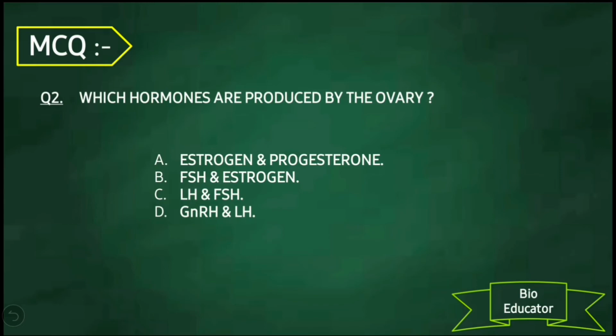Question number 2. Which hormones are produced by the ovary? We know that after the stimulation produced by the FSH and LH, the ovary produces estrogen and progesterone hormone. So A is the right answer.